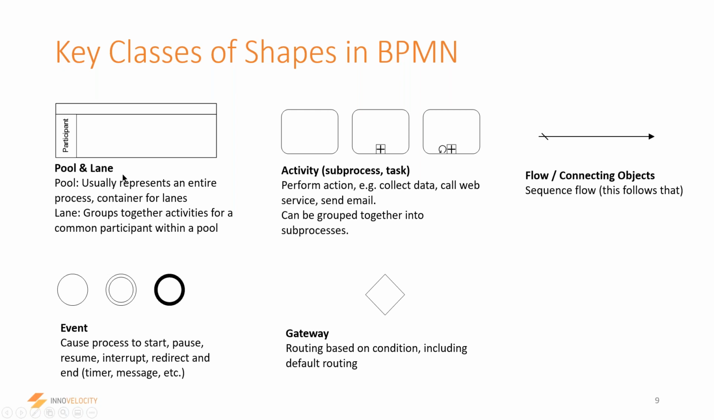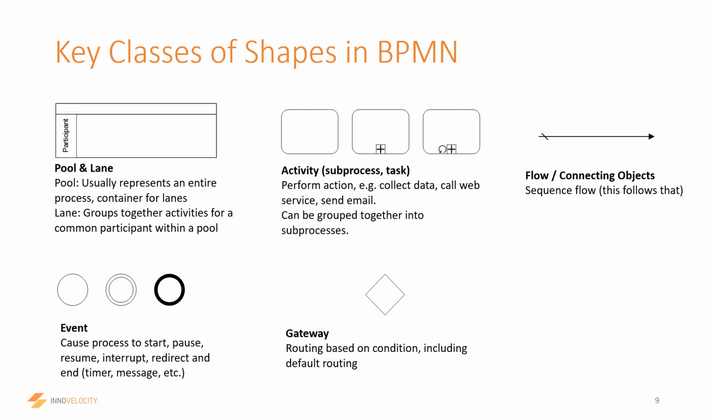There's pools and lanes, which represent processes and participants. There's activities, which are things that are happening within the process, whether they're automated or human performed. There's flow, sequence flow, this follows that. Events, which cause the process to start, pause, resume, interrupt, and redirect and end. And gateways, which are routing. And that's it. There are different variations of it. And that's what we'll dig into a little bit here.